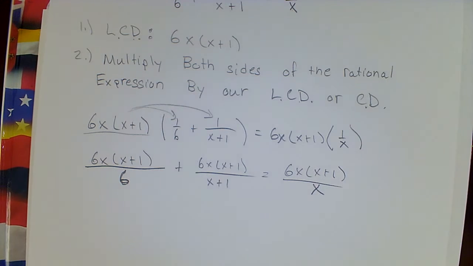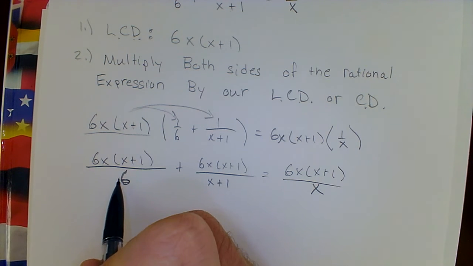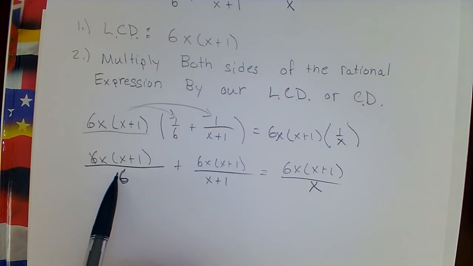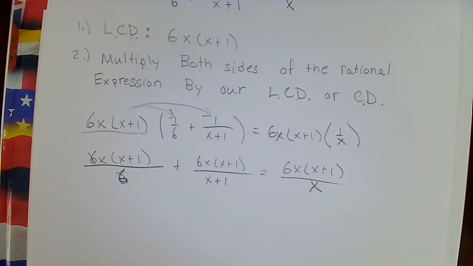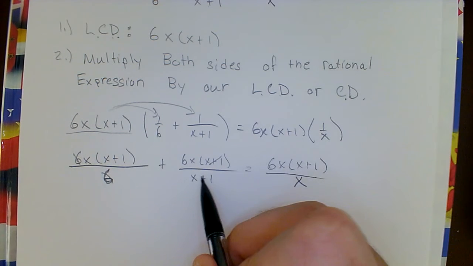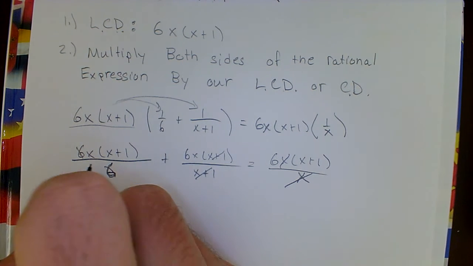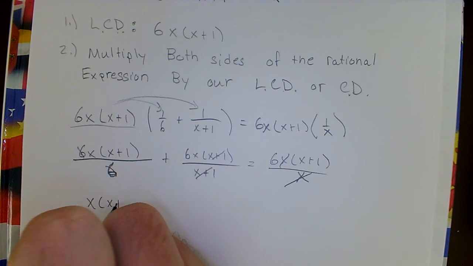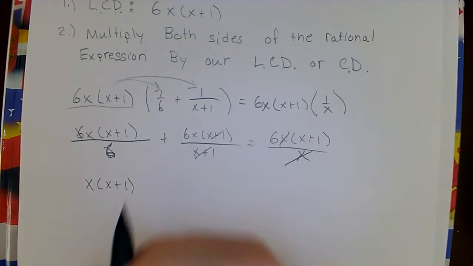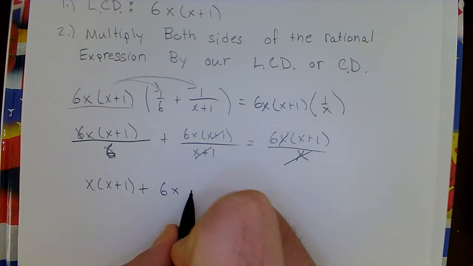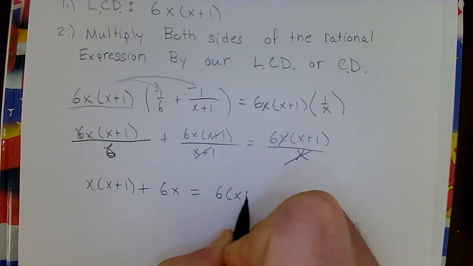Okay, so now we have some convenient cancellation going on here. These 6 divided by 6, since we have 6 times x plus 1, 6 over 6 is 1. Also, x plus 1 over x plus 1 is 1, and x over x is 1. Okay, so now this expression looks like x times x plus 1 plus 6x equals 6 times x plus 1.